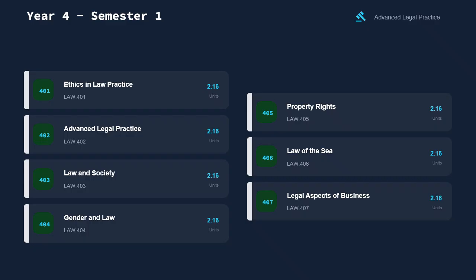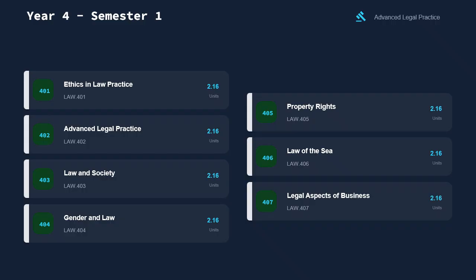Real-life example: climate litigation uses human rights frameworks to hold governments accountable for emissions, illustrating the convergence of global norms and domestic advocacy. Practical application: lawyers navigate transnational legal frameworks, represent clients in international forums, and advocate for global justice.